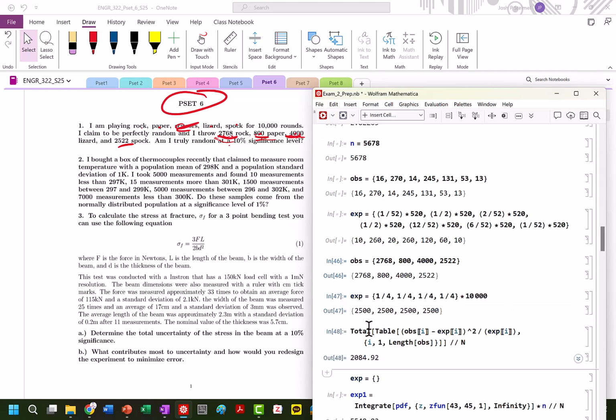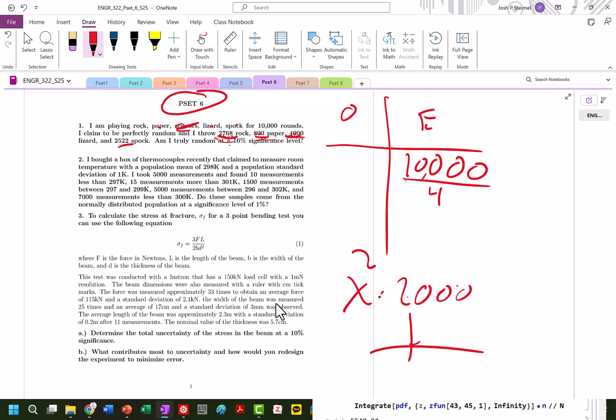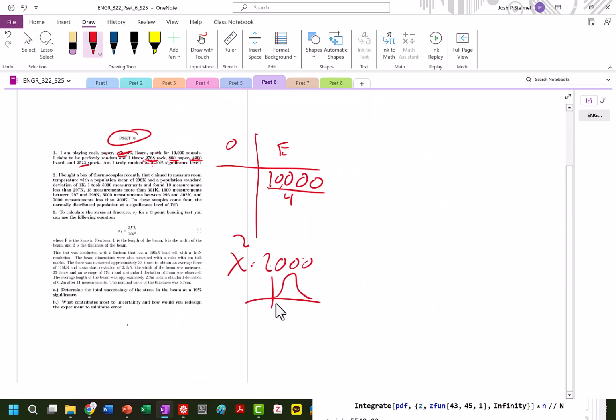Observed minus expected, 2,084. So our chi-squared experimental is equal to 2,084. Now, what is our chi-squared theoretical? It's going to be at 10%, 0.1. How many expected values? 1, 2, 3, 4. So nu is equal to k minus 1 minus r. R is 0 because we're not looking at any fitting parameters. K is equal to 4, so nu is 3.